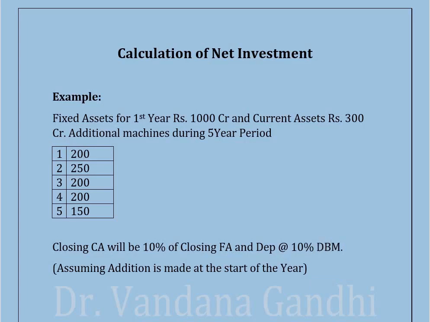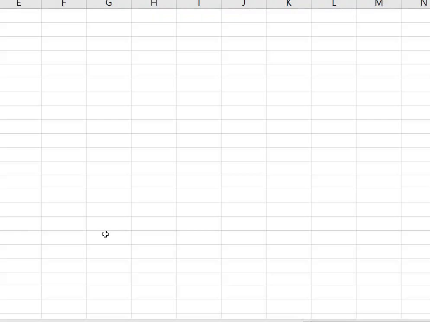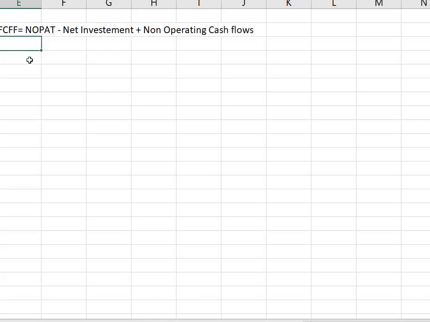Right? Here the assumption is that this particular addition is made at the start of the year. So the depreciation has to be provided for the whole year. So let us start the calculation. Now while calculating the free cash flow for the firm, the formula says that it is NOPAT minus net investment plus non-operating cash flows. And here in this problem we will be calculating net investment.